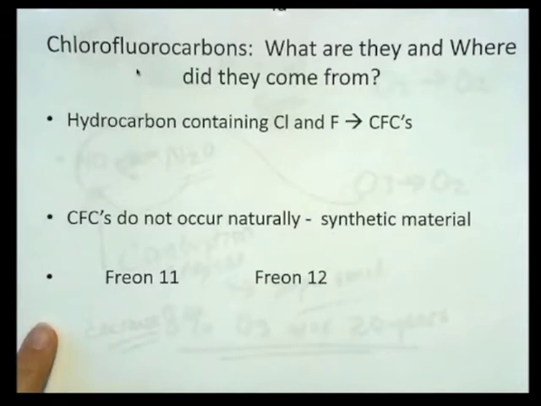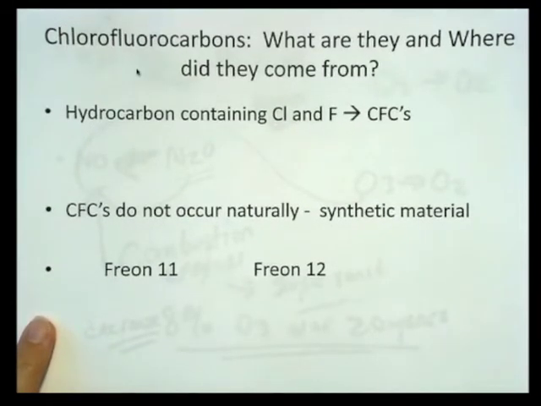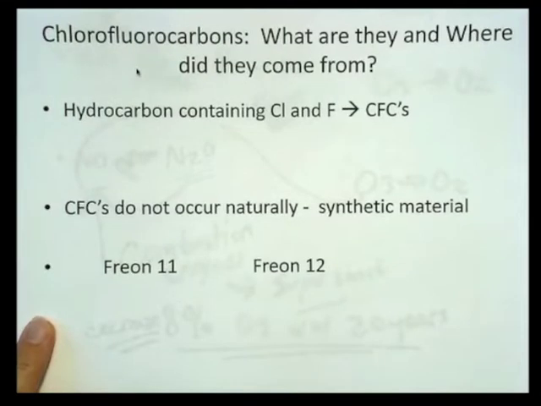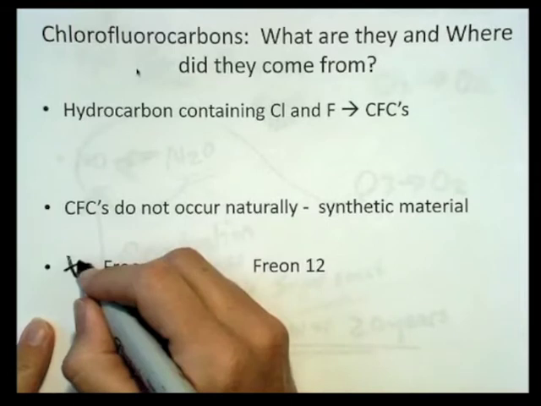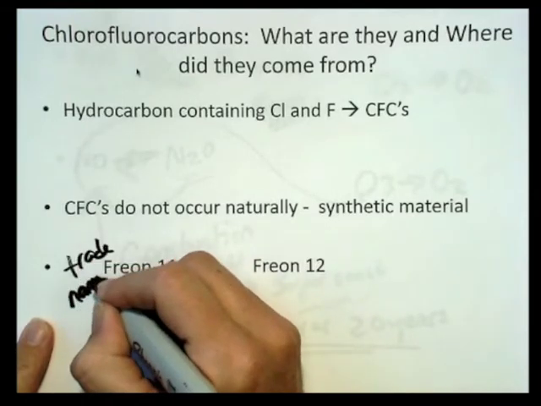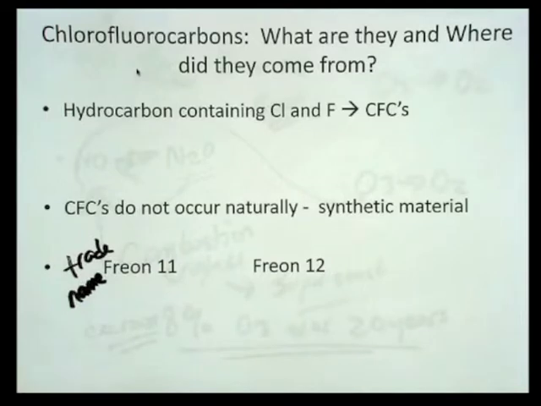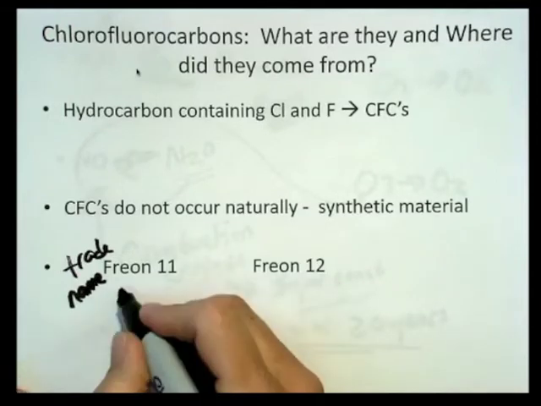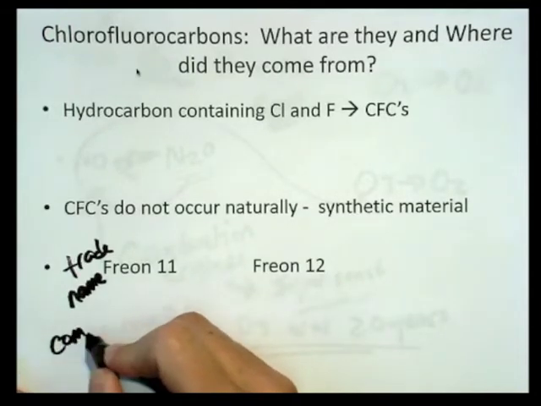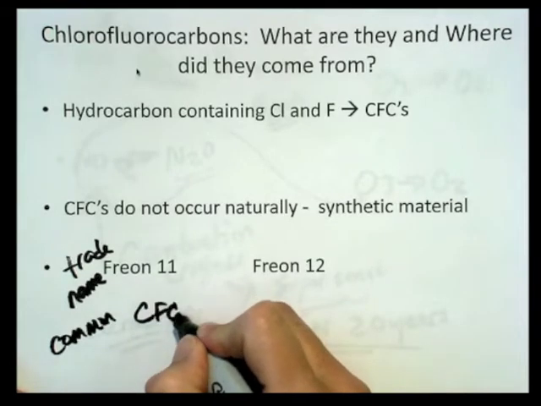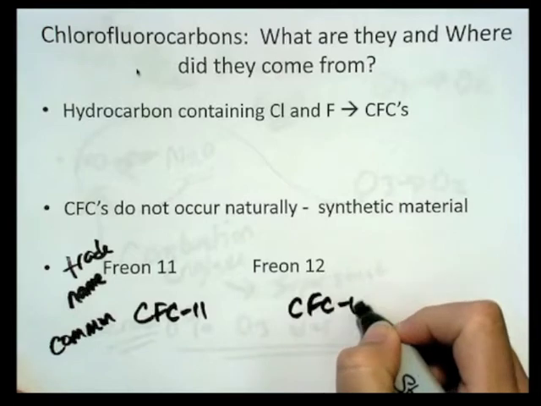The two most common CFCs that have been introduced into the environment are Freon 11 and Freon 12. Freon is a trade name of the company DuPont. DuPont is the company that made them first, and so they call them Freon. It's kind of like Teflon. Teflon is a trade name of DuPont also, and that's just a polymer, a fluorocarbon, the stuff they coat pans with that allows food not to stick. But anyway, Freon 11 and Freon 12. The general common name for Freon 11 is CFC-11, and Freon 12 is CFC-12.